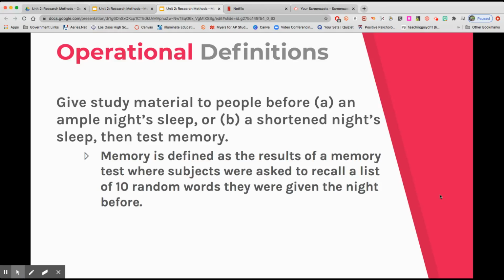Then I'd like you to compare. This is what I came up with. This does not mean it's the only right answer, but I'm going to point out a couple of things. This is my operational definition: memory is defined as the result of a memory test where subjects were asked to recall a list of 10 random words they were given the night before. Notice I'm being very specific about how I'm measuring memory, and that's what a good operational definition does. It's specific. If someone were to try to repeat the study, they know the type of memory test that I gave. If I wanted to make this even better, I would say more about the 10 random words, but any other researcher looking at this would know what I meant.